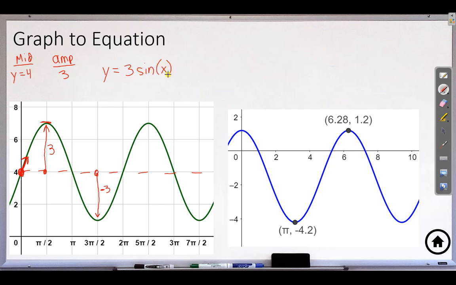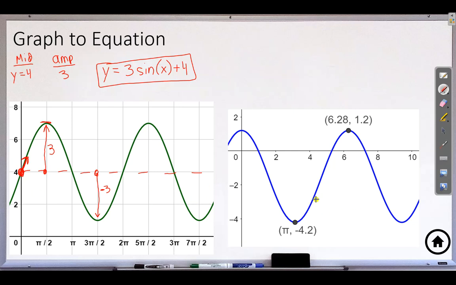We're not changing anything in the middle yet. That will come later. And so now our midline is at the end, our vertical shift. We have been moved up 4. So plus 4 for our midline. So there's our equation of this graph.